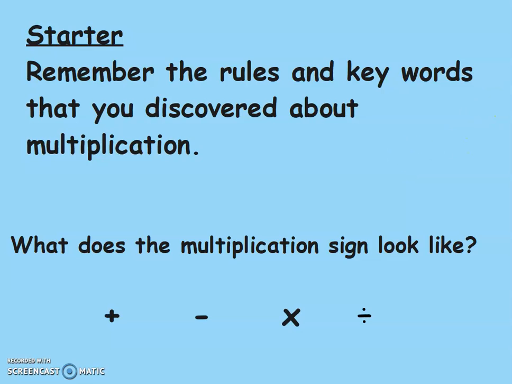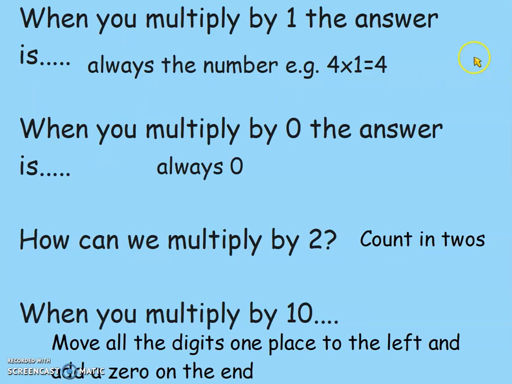Okay, hopefully we've had a little bit of a think now. We'll go through them all together now. So, the first rule is when you multiply by 1, the answer is always the number. So, if you are multiplying, for example, 4 multiplied by 1, then the answer is 4. If you are doing 7 multiplied by 1, the answer would be 7. If you're doing 558 multiplied by 1, the answer would be 558. Our second rule is when you multiply by 0, the answer is always 0.